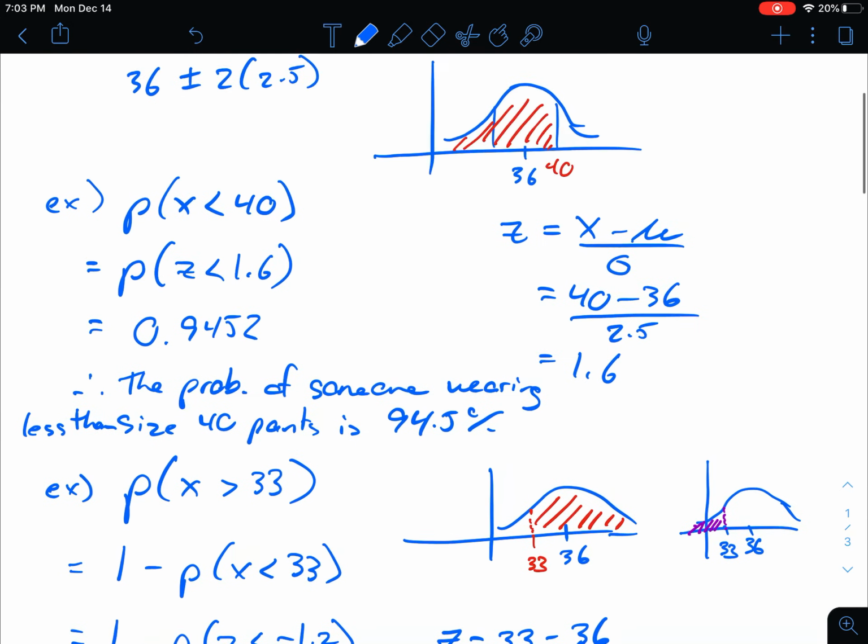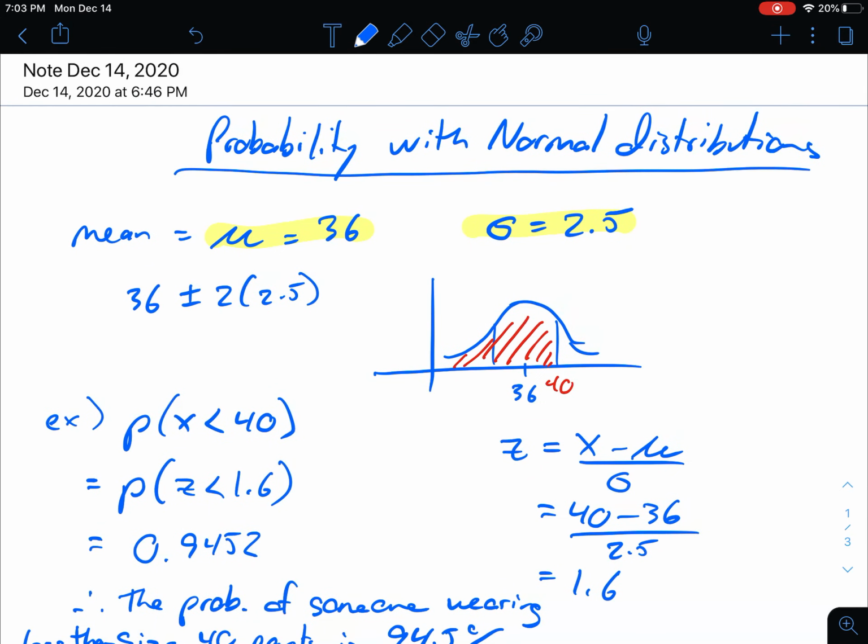So hopefully you learned a little bit about working out probabilities with normal distributions, and hopefully this helps you out with some questions that you may have in the future.